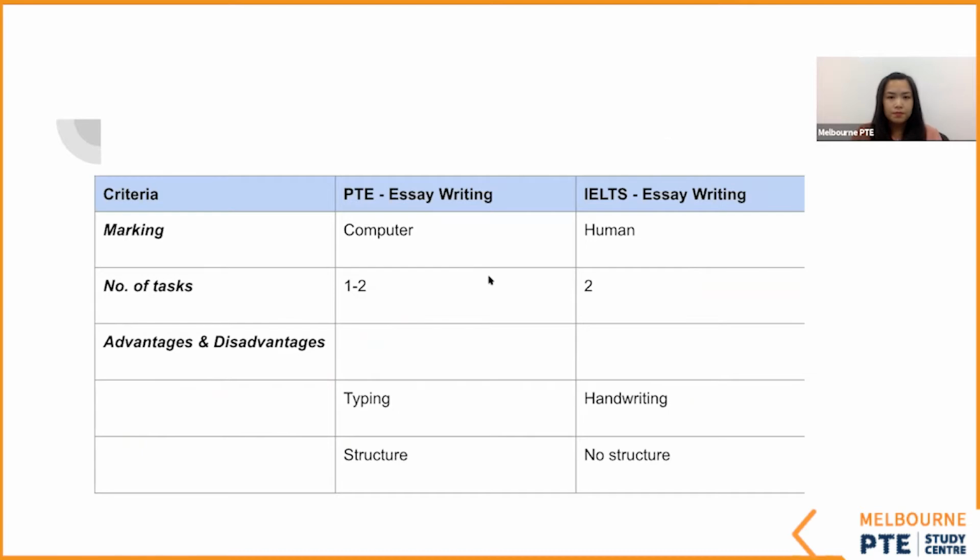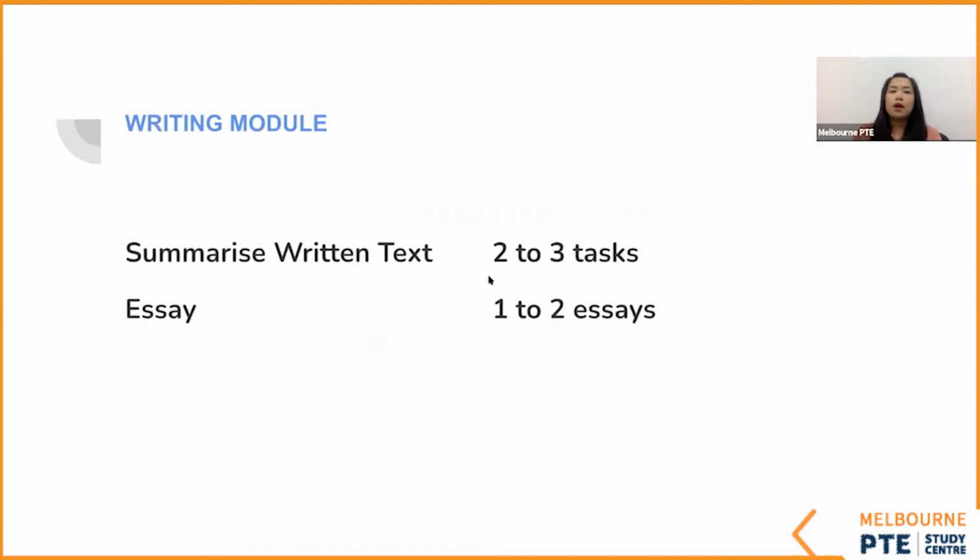Next one. In your writing PTE, the writing module, you have two topics. Summarize written text is the first one. After that is essay. Okay, so essay is the second topic in your writing. Now, how many essays? I already mentioned it. Minimum 1, maximum 2 essays. Summarize written text, minimum 2, maximum 3.